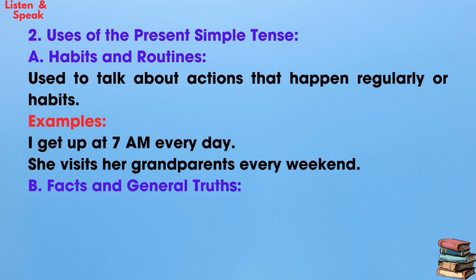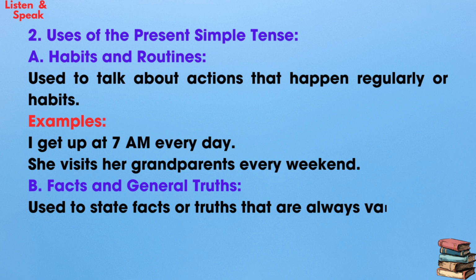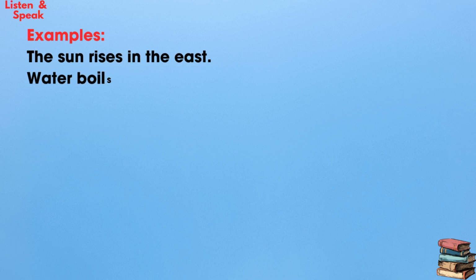B. Facts and general truths. Used to state facts or truths that are always valid. Examples: The sun rises in the east. Water boils at 100 degrees Celsius.